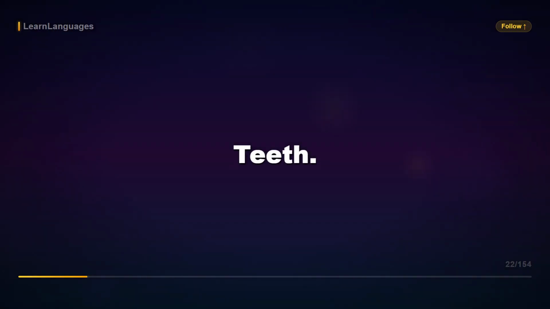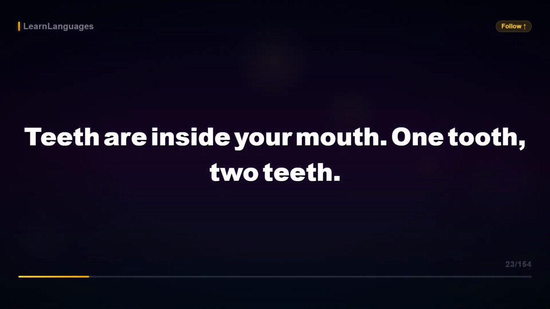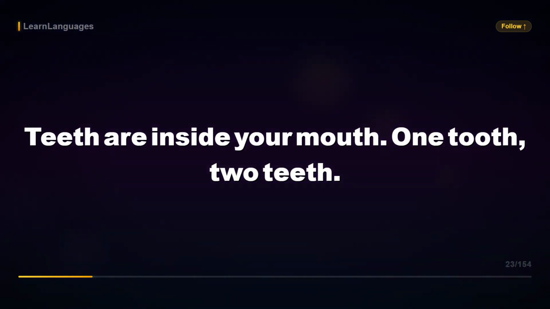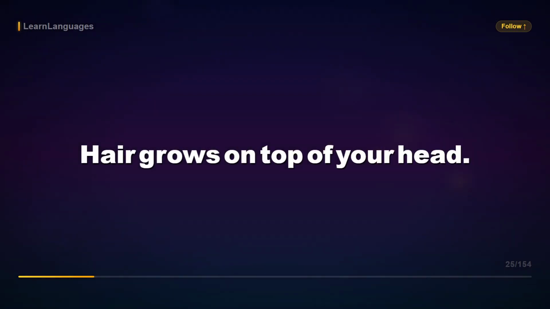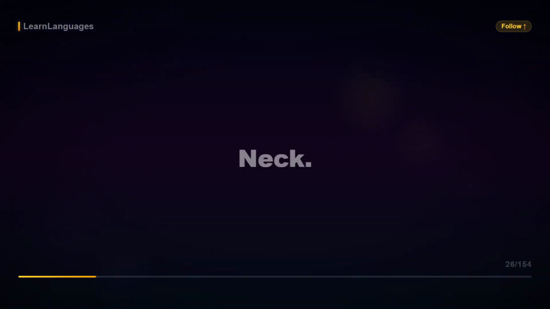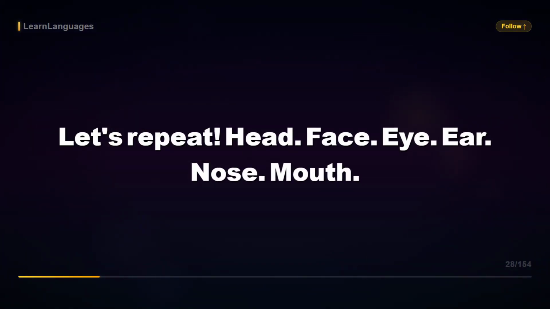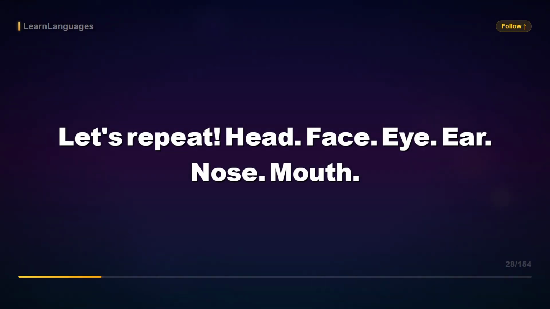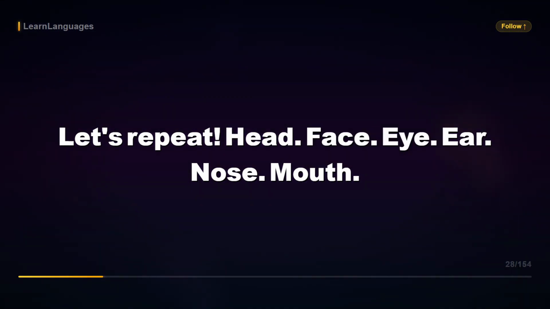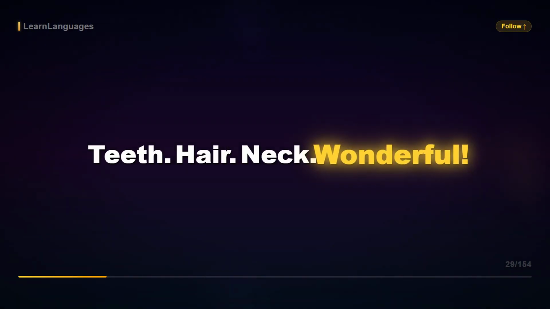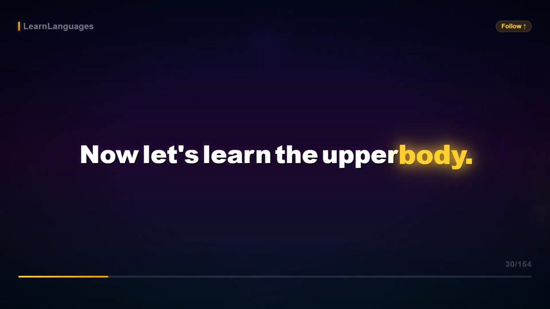Teeth, teeth. Teeth are inside your mouth. You use them to eat. 1 tooth, 2 teeth. Hair, hair. Hair grows on top of your head. Neck, neck. Your neck connects your head to your body. Let's repeat the head vocabulary together. Head, face, eye, ear, nose, mouth, teeth, hair, neck. Wonderful. Now let's learn the upper body.